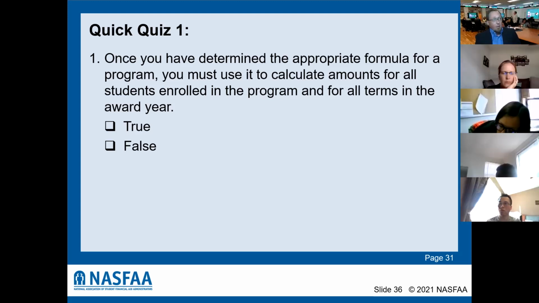So starting with the first one, if you guys just want to use the chat. Once you have determined the appropriate formula for a program, you must use it to calculate amounts for all students enrolled in the program and for all terms in that award year. Is that true or false?